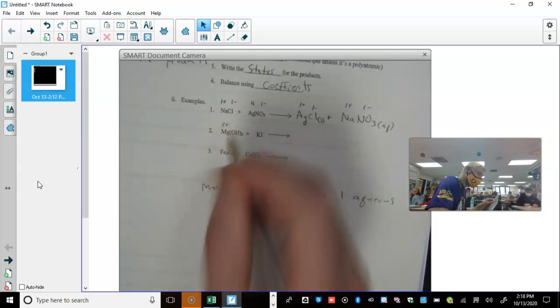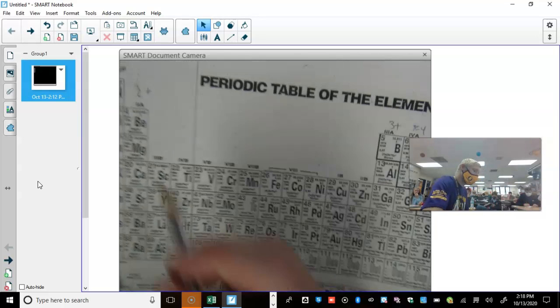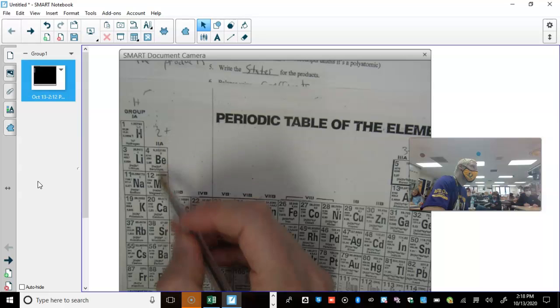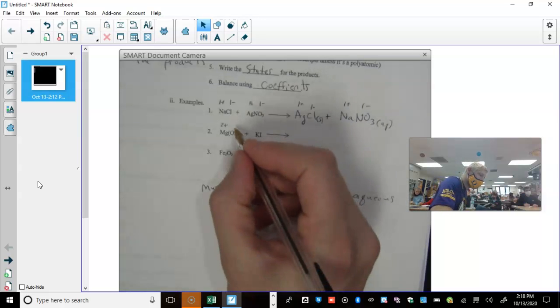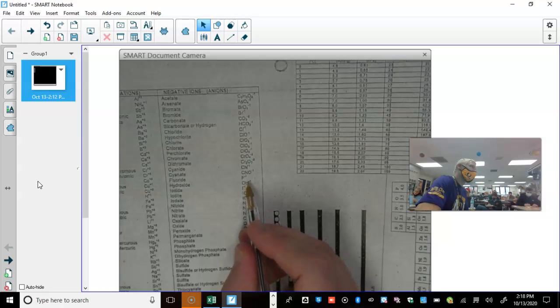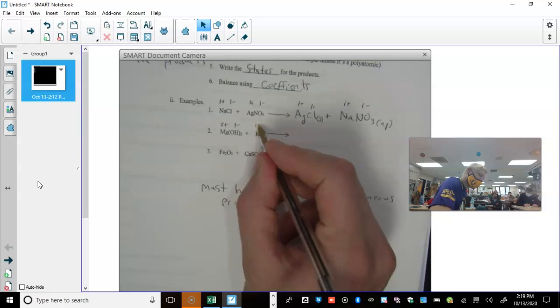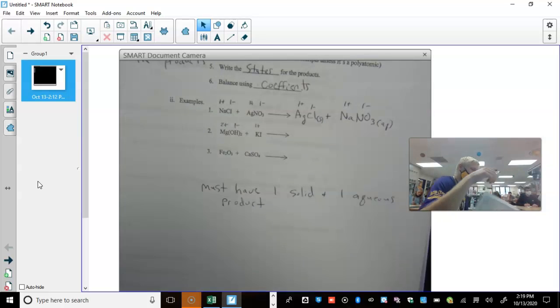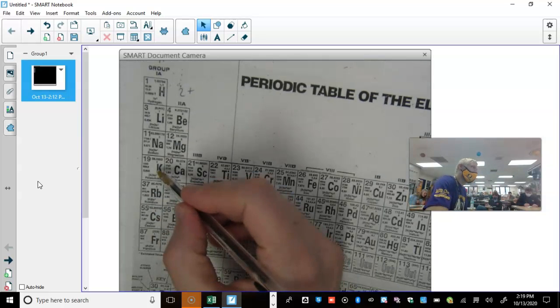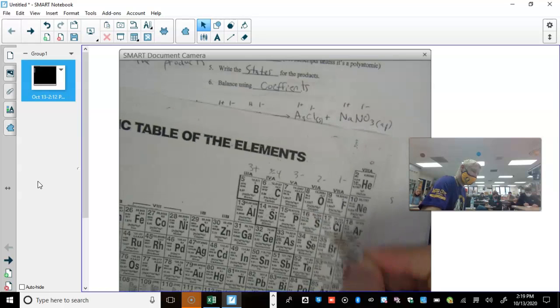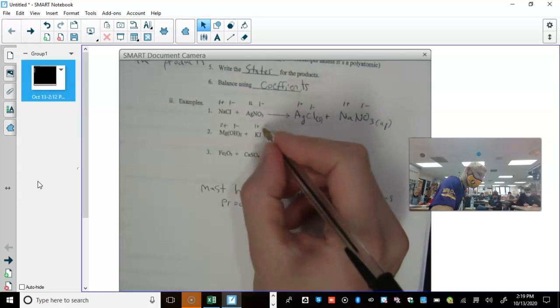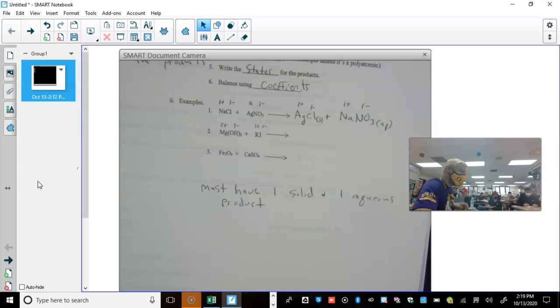Mg is +2, because in column 2, that's where magnesium is, +2. Hydroxide's 1-, because on the polyatomic ion sheet, it's a -1 hydroxide. K is +1, because it's in column 1, and iodine is -1, because it's in a halogen column. All right, what do you do after you state the charges?